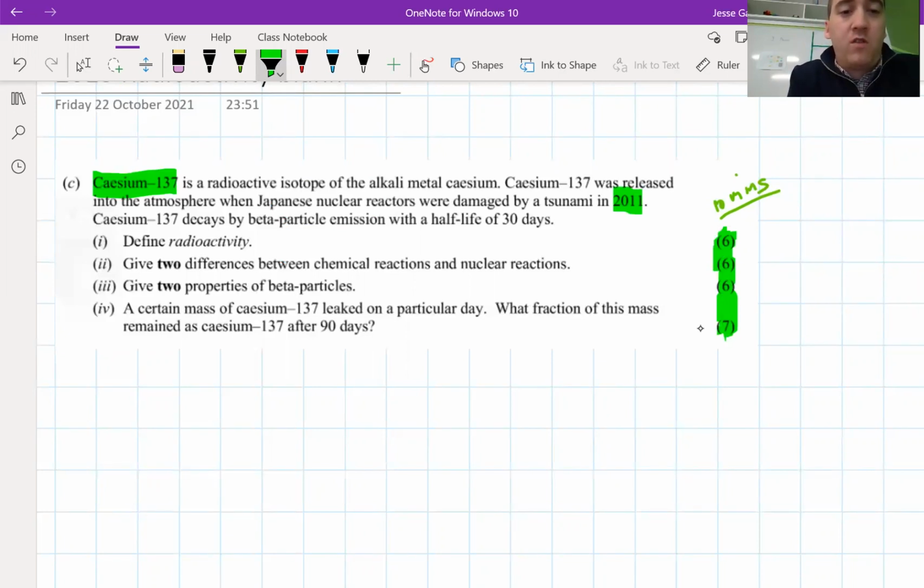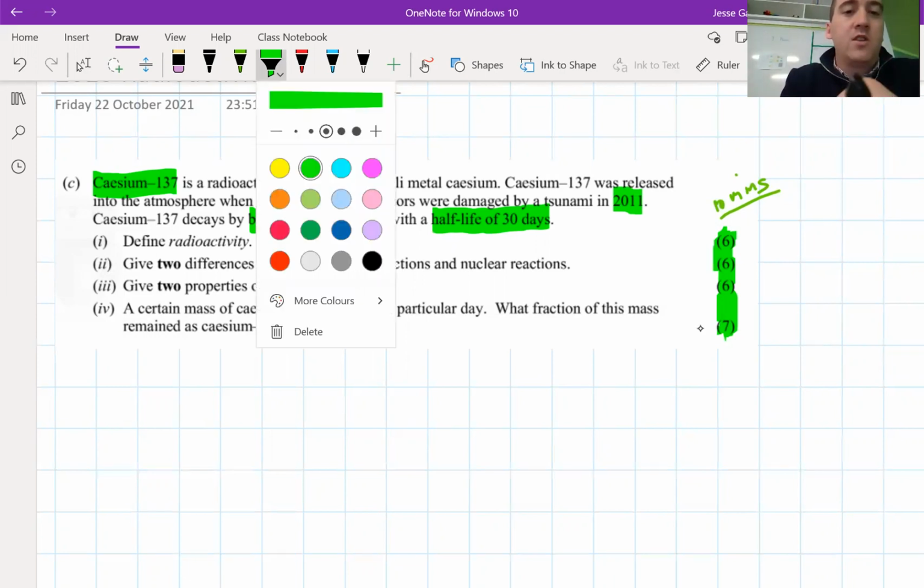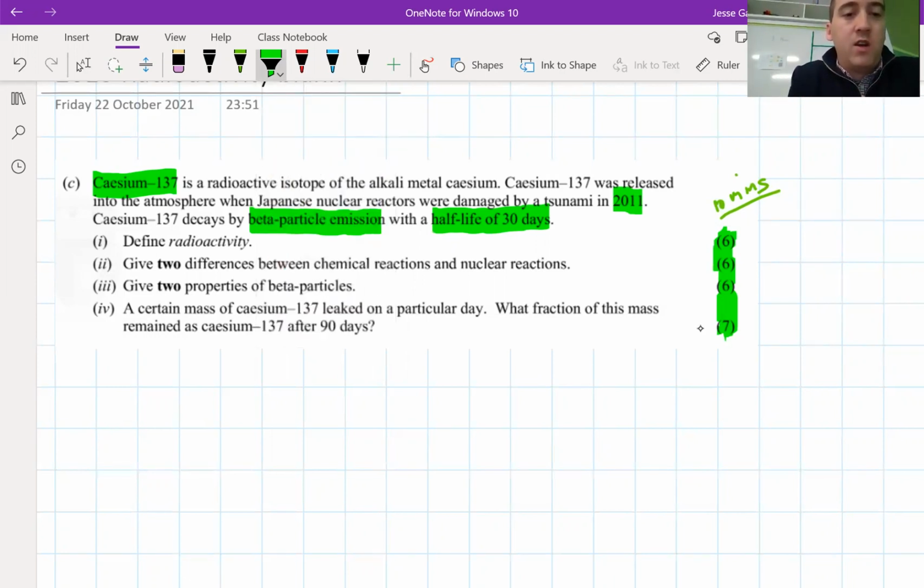It says cesium-137 decays by beta particle emission with a half-life of 30 days. So both of those things are definitely going to be important: cesium-137, beta particle emission, half-life of 30 days. Right, let's get into the actual questions. What does it want us to do? The first thing says to define radioactivity.